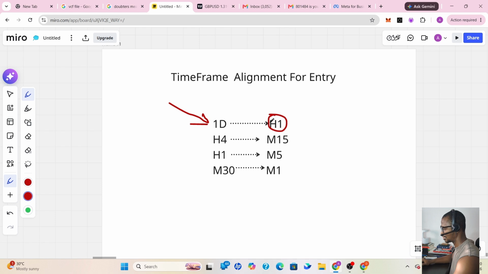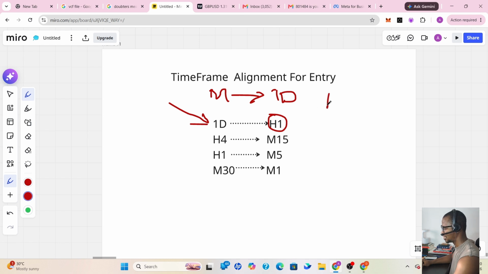You understand? 1 hour time frame. Let's say you are finding it on the monthly time frame, right? This is the monthly time frame. The entry that you are going to be looking for is the 1 daily time frame. That is the place you are going to find your robust buyers. You understand? To find the robust buyer should be the 1 day time frame.